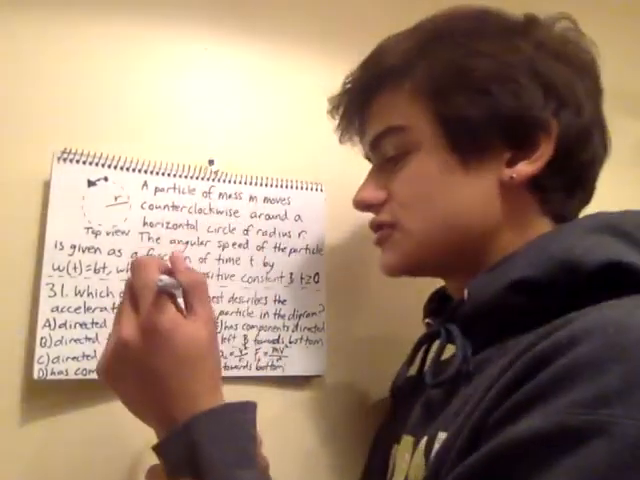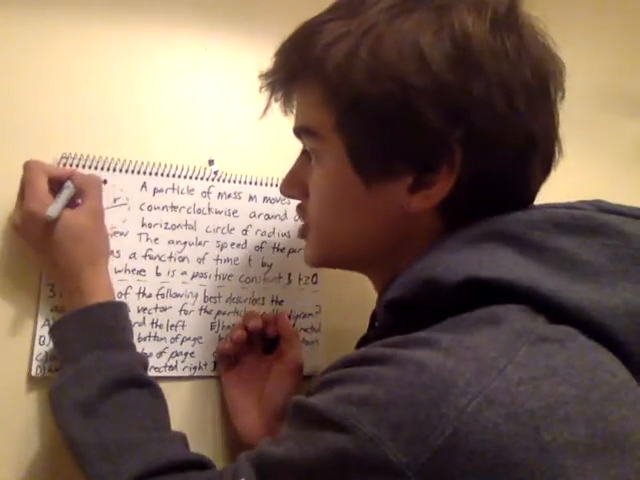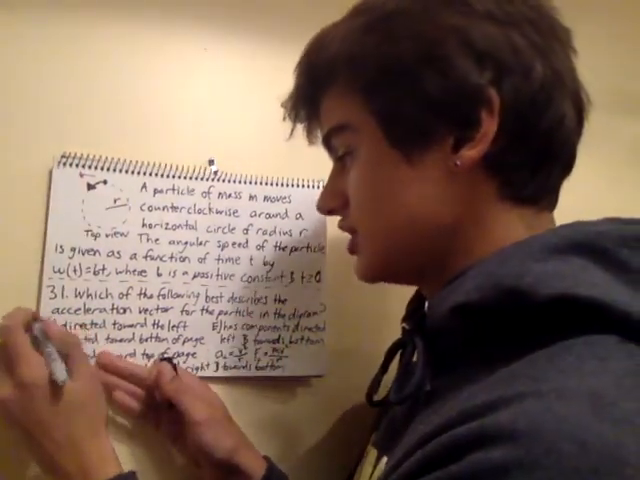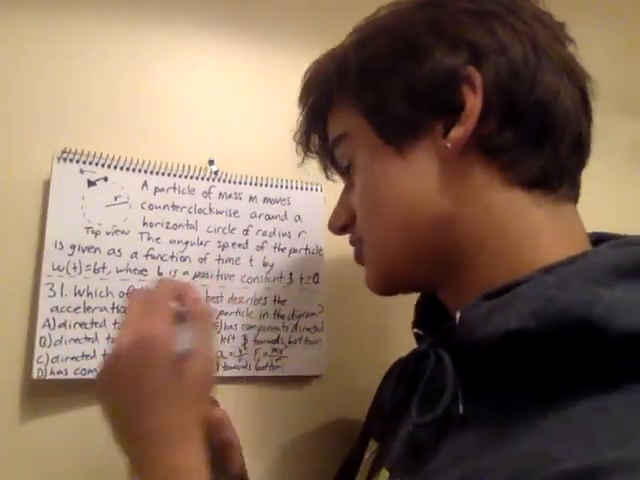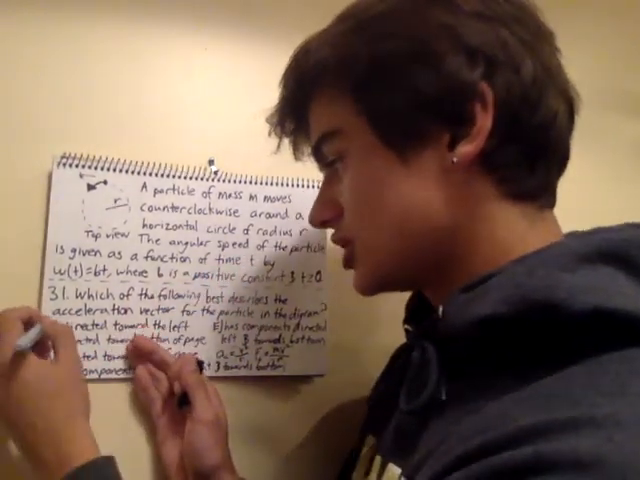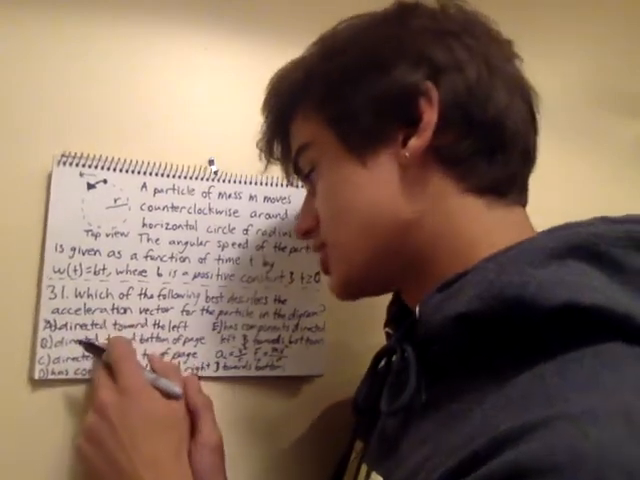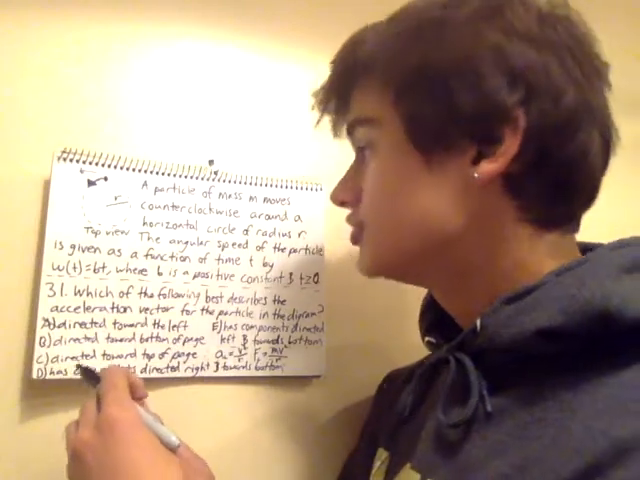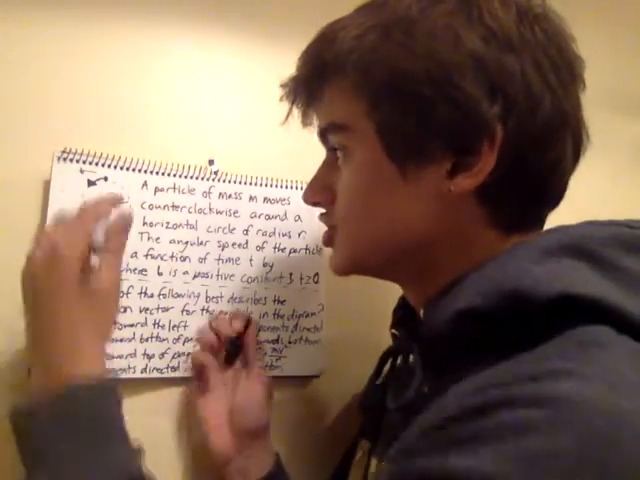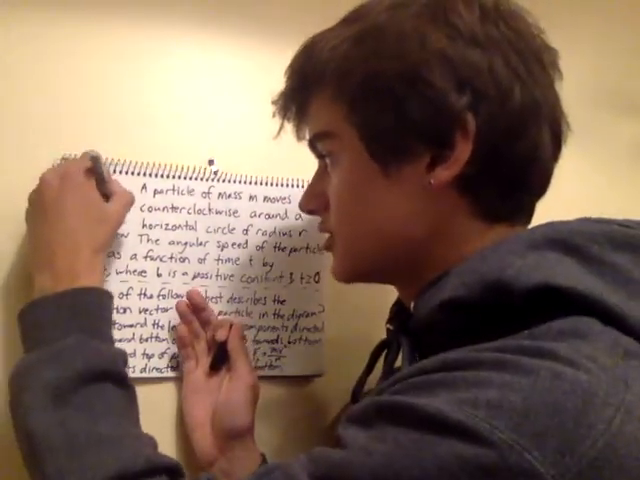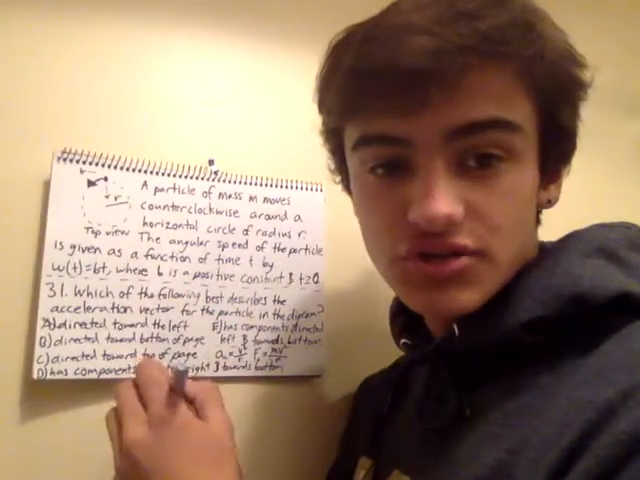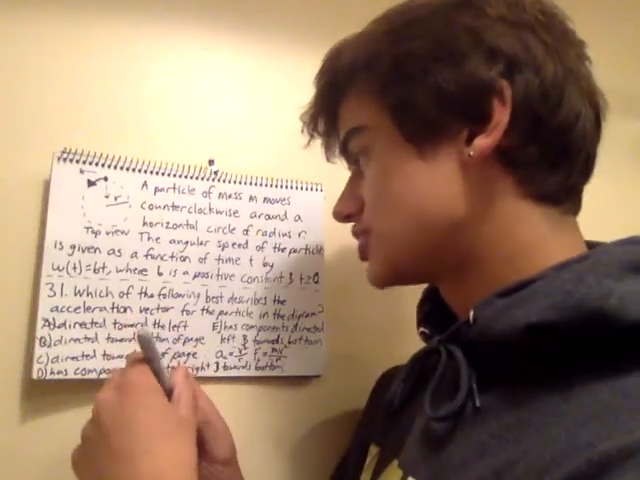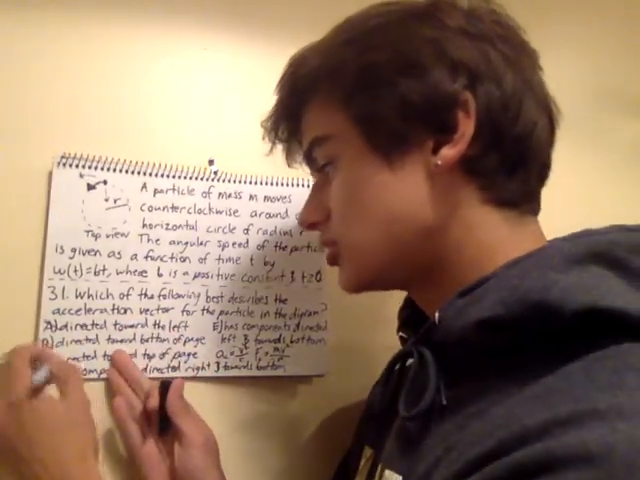Directed towards the left, well, our tangential acceleration is going this way, but we have another acceleration vector too. So it's not solely going to be A. This is partly right. Directed towards the bottom of the page, that is true as well, partially true. There is a centripetal acceleration vector pointing in, but it's more than just that. Directed towards the top of the page, no, not at all.